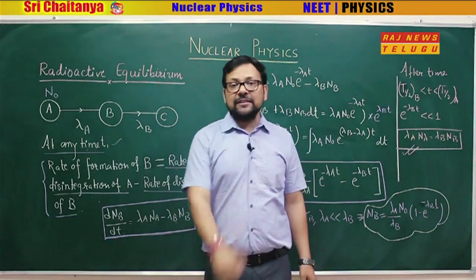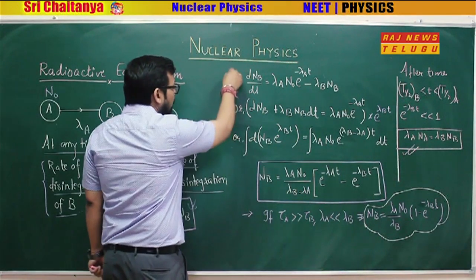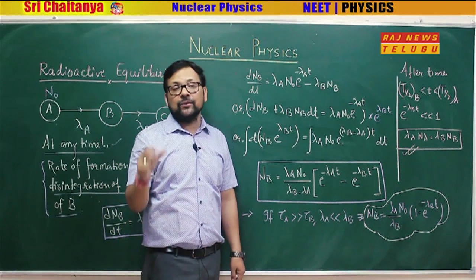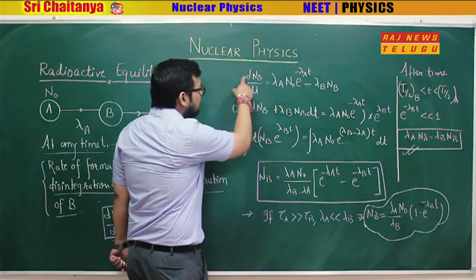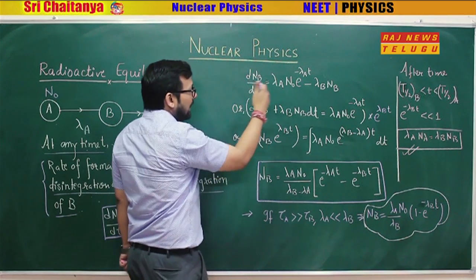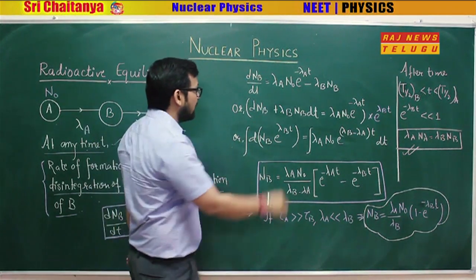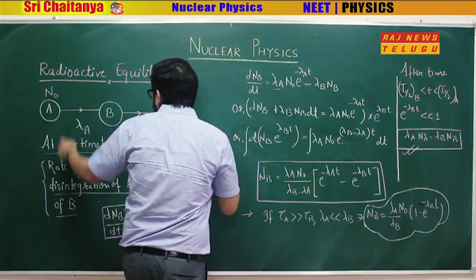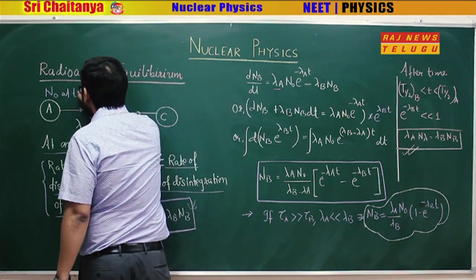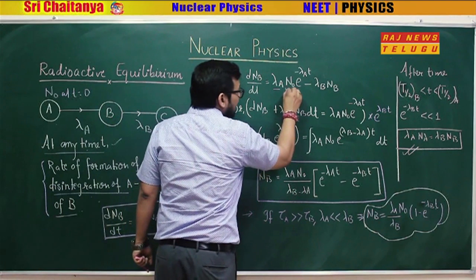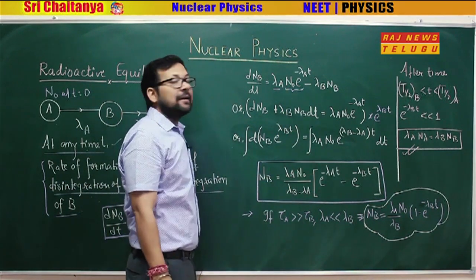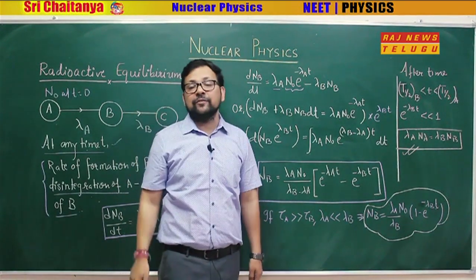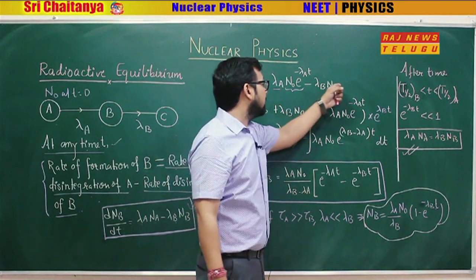Now on the basis of this differential equation, we can further solve it to get the equation related to radioactive equilibrium. dNB by dt was what? Lambda A NA. Lambda is still there, but NA we can see at T equal to 0 was N0. So that NA can be written as N0 e raised to power minus lambda A t, according to the law of radioactive decay, the exponential equation that we got at the end, minus lambda B NB.